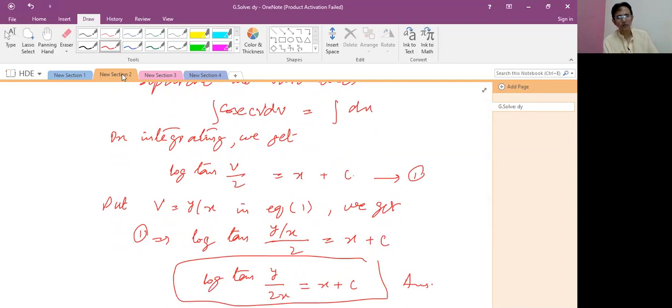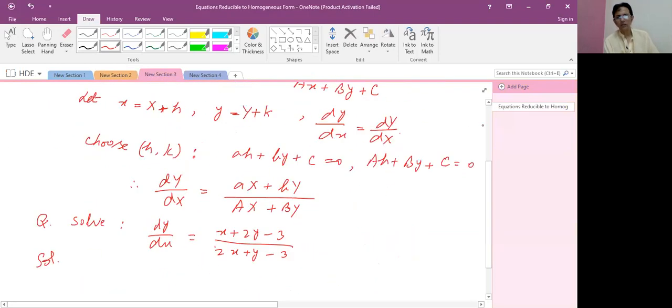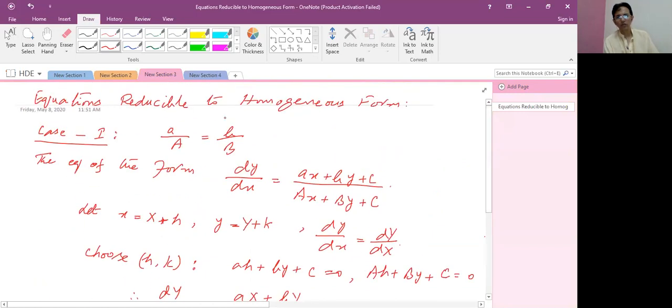Now the next topic is equations reducible to homogeneous equation. What does it mean? It means, student, given a differential equation that is not in homogeneous form, how can we convert it into homogeneous form? We will convert it into homogeneous form.